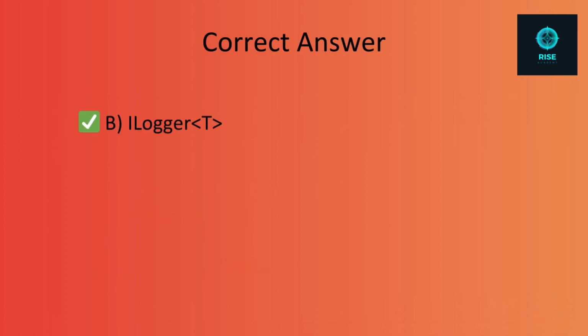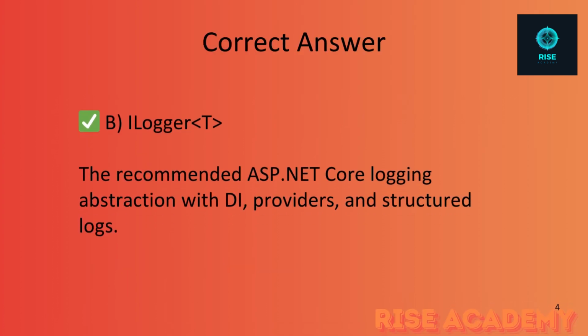Let's break it down. Option A, Console.WriteLine, is something we all start with. It's quick and easy, but it doesn't scale. No filtering, no structure, and definitely not production-friendly. Option B, the ILogger T interface, is the built-in way ASP.NET Core recommends. It supports log levels like information, warning, error, and even integrates with configuration. This is the best default choice.